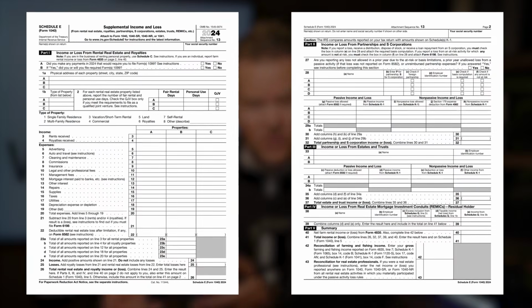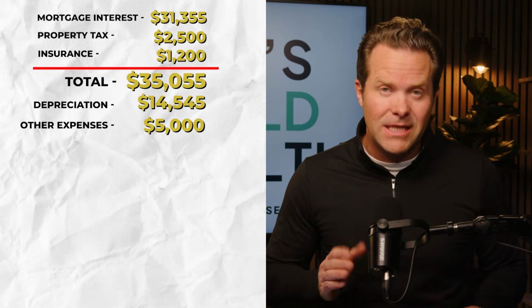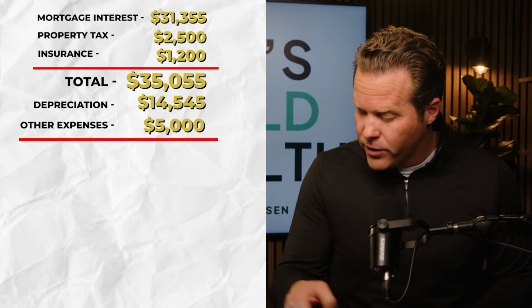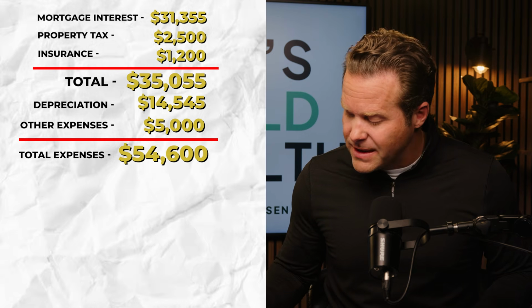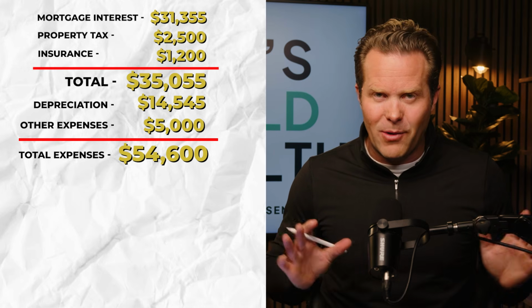All right, now all these other expenses, although they could be $500 here, $1,000 there, $200 there, they can add up. As you see on Schedule E, there's a lot of options on where you're going to claim those. But let's say in this example, that adds up to $5,000 in additional expenses I'm able to take. Now we're at a total of $54,600 of expenses.